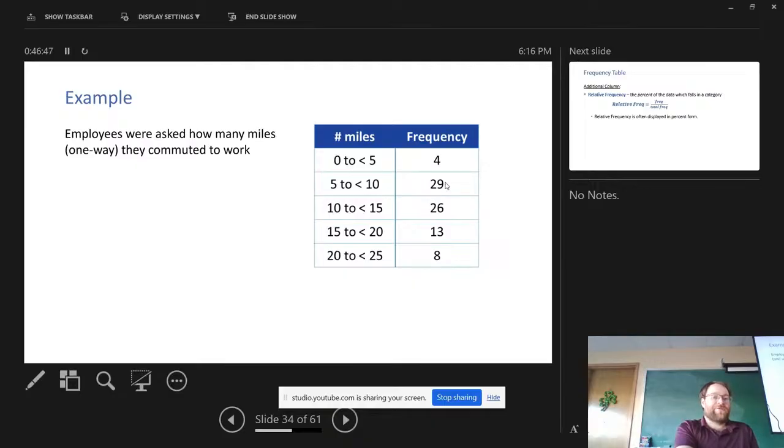I know I usually fall in the 5 to 10 range. Last I checked, I think I'm about 8 miles away from my house for where I work. But I know some of you, I'm willing to bet you're probably in this range, coming from Clearfield and West Decatur and those places.